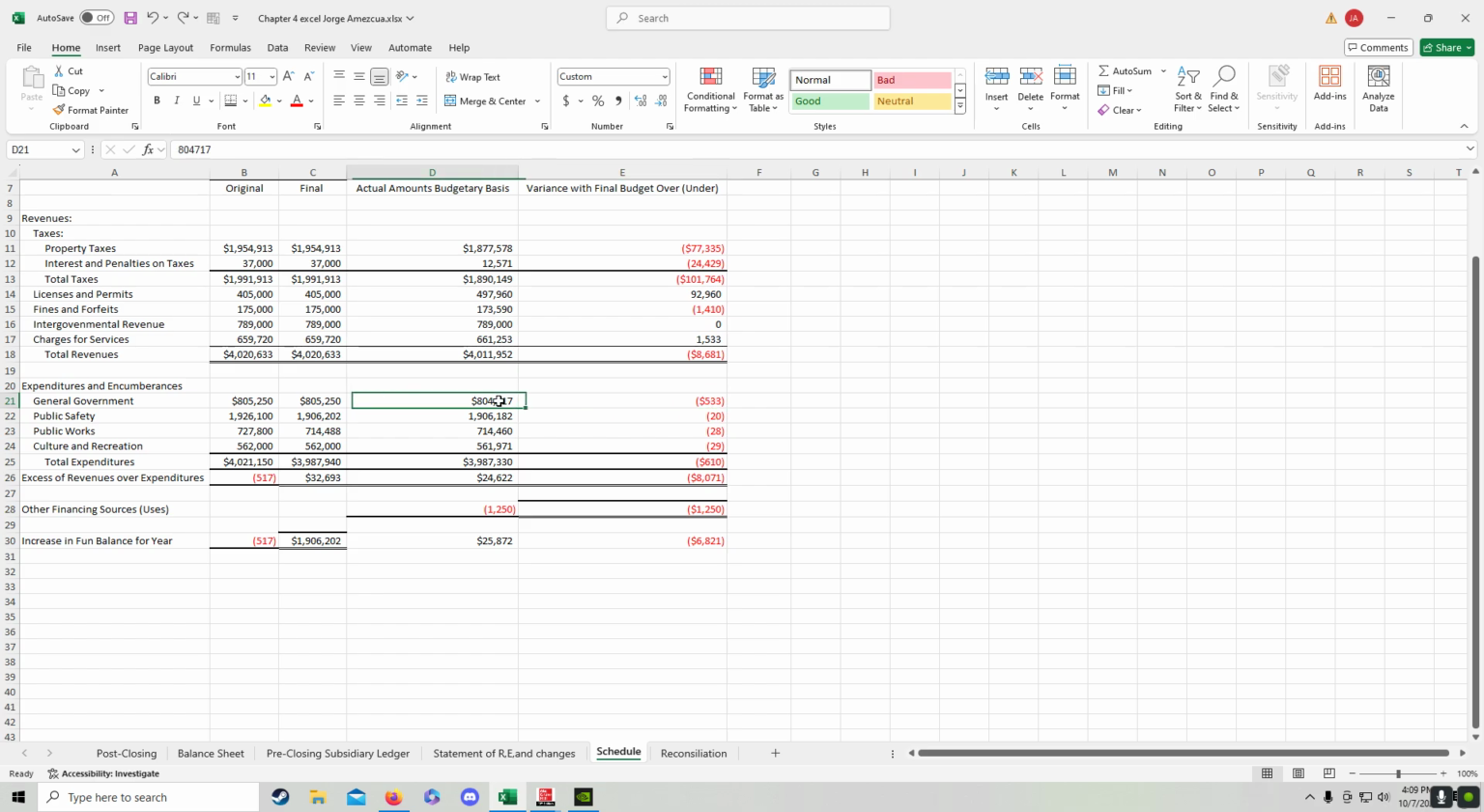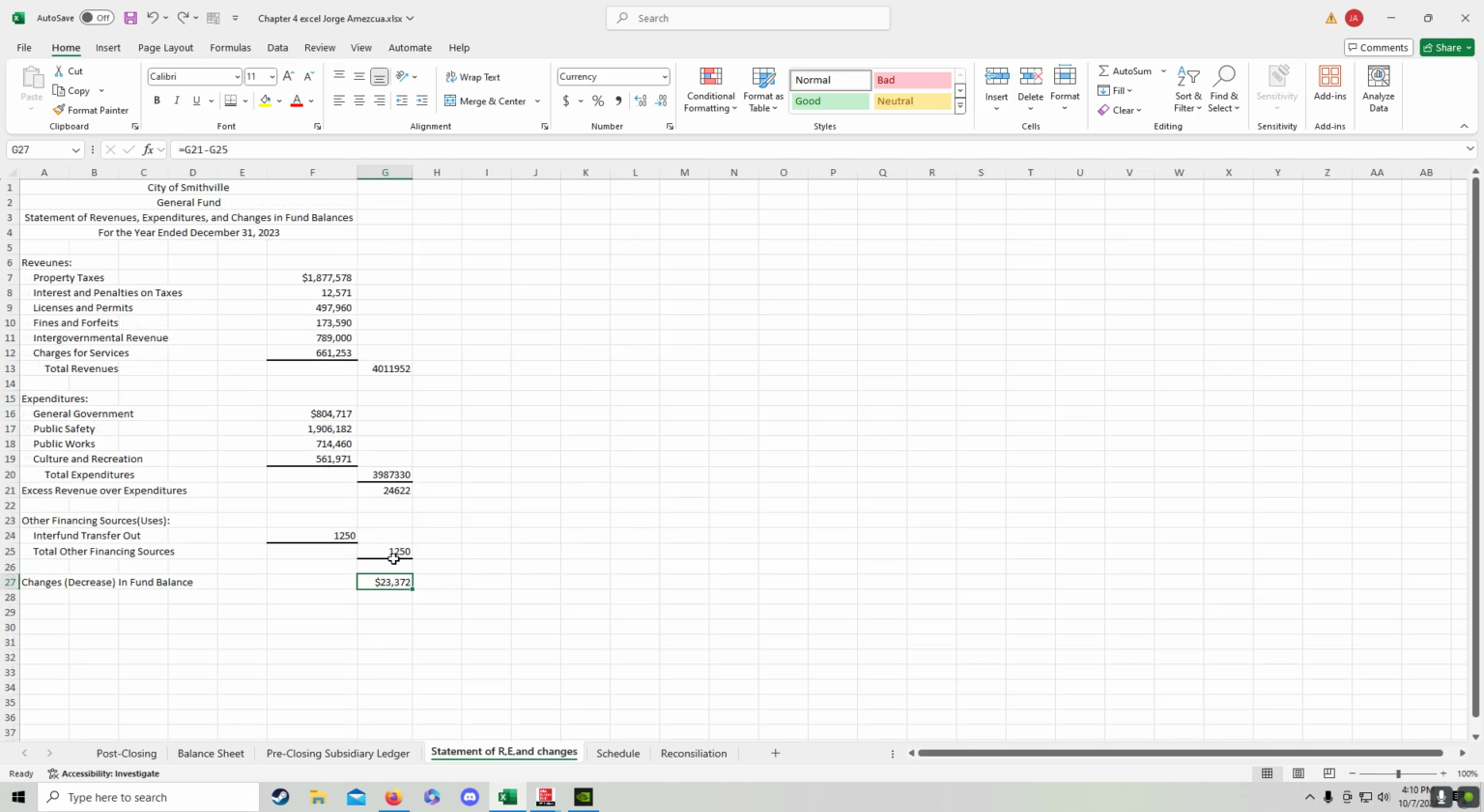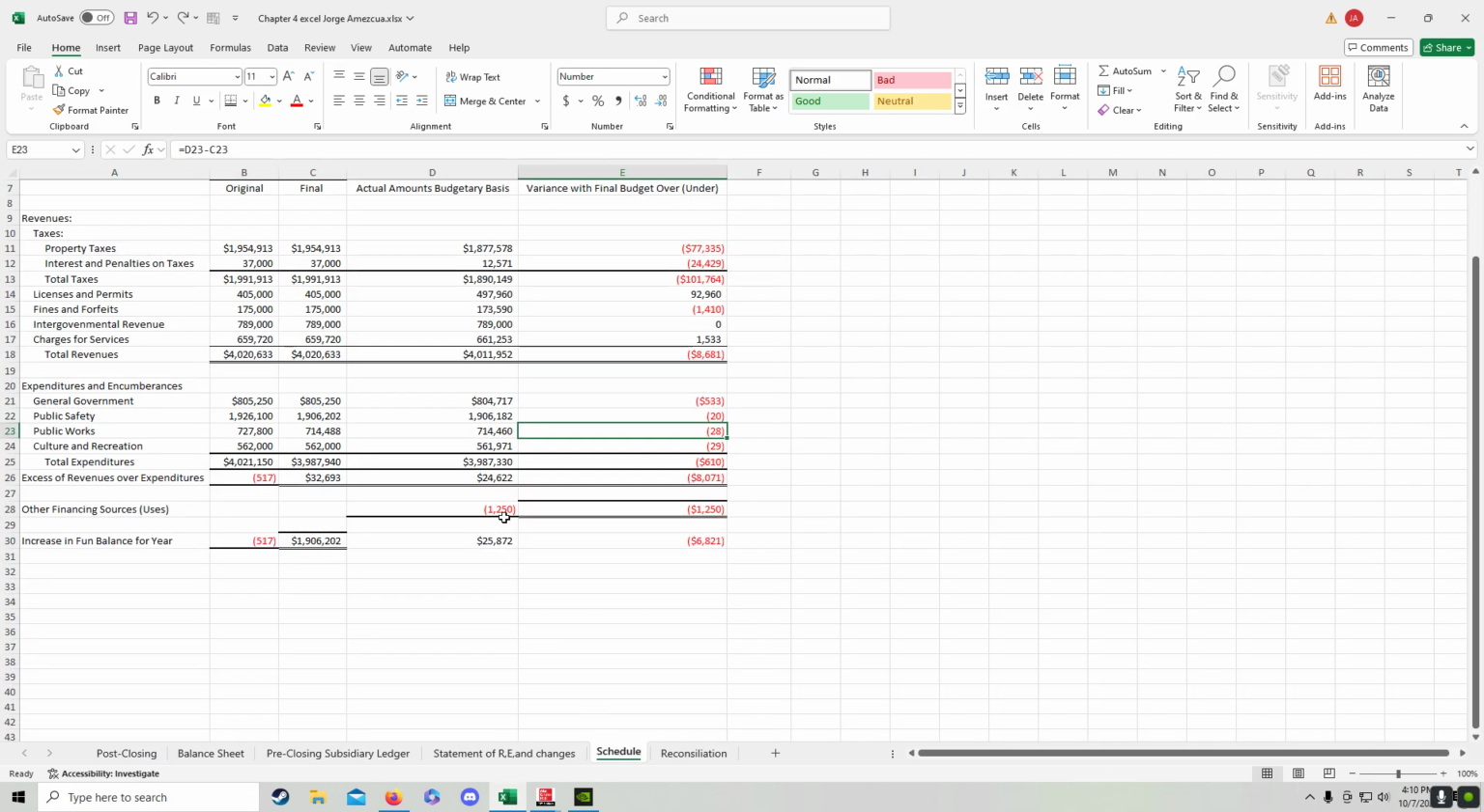Then for these, I got this minus this. This I got from this minus this, and so on and so forth. These other financial sources are the equivalent of the 1250 in the fund. Then to get this number, it was this minus this. How I got this number was this minus this.